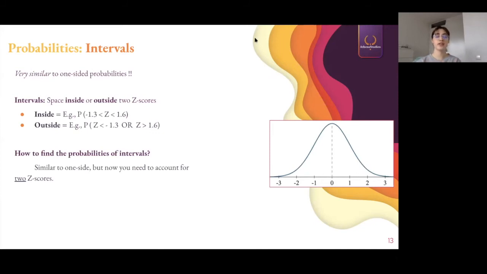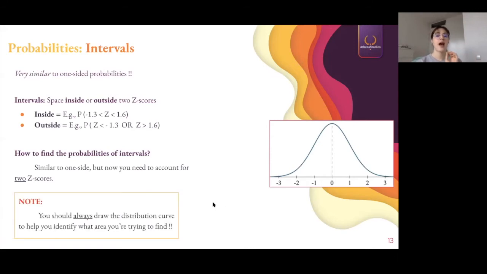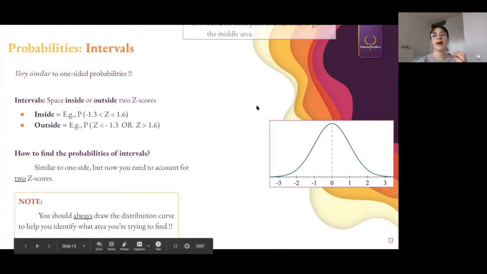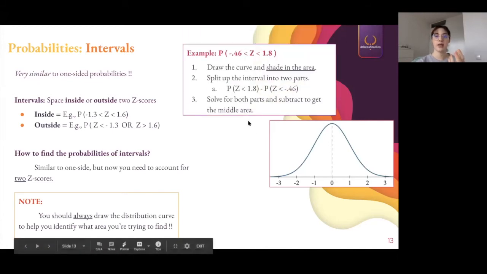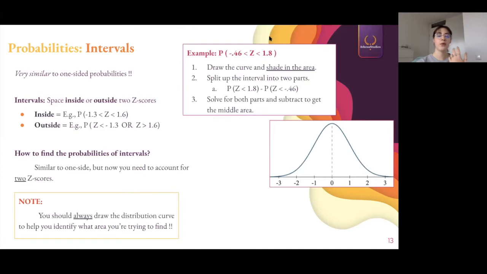So it's really actually similar to one-sided or just one z-score, but you just need to account for these two z-scores together. So in this case, again, I always recommend that you draw the distribution curve to help you identify what area you're trying to find. So now let's do an example. We're trying to find the probability that z is in between -0.46 and 1.8.